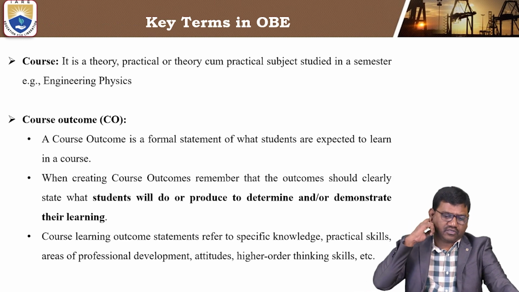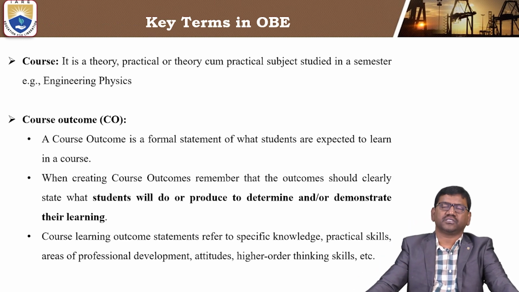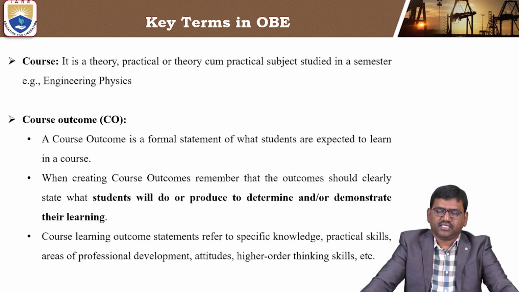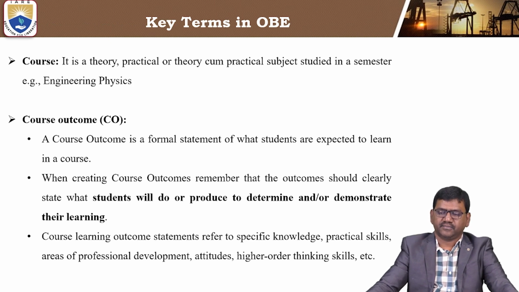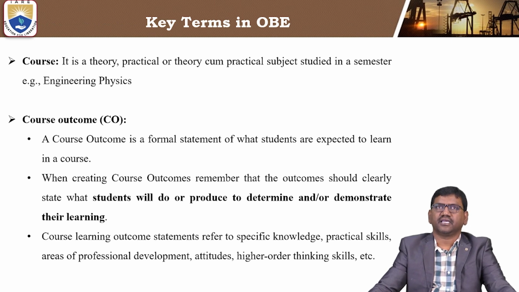So what is actually a course? Let us see the differences between a course outcome, PEOs and POs. So let us see some key terms in the OBE. Course means it is a theory or practical subject studied in a semester. Example, engineering physics. So course means any subject like engineering physics. It is a theory or practical subject like antennas, waves and propagation, or electronic devices and circuits. When we select an EC branch or EC department, there are many subjects. These are all known as courses.